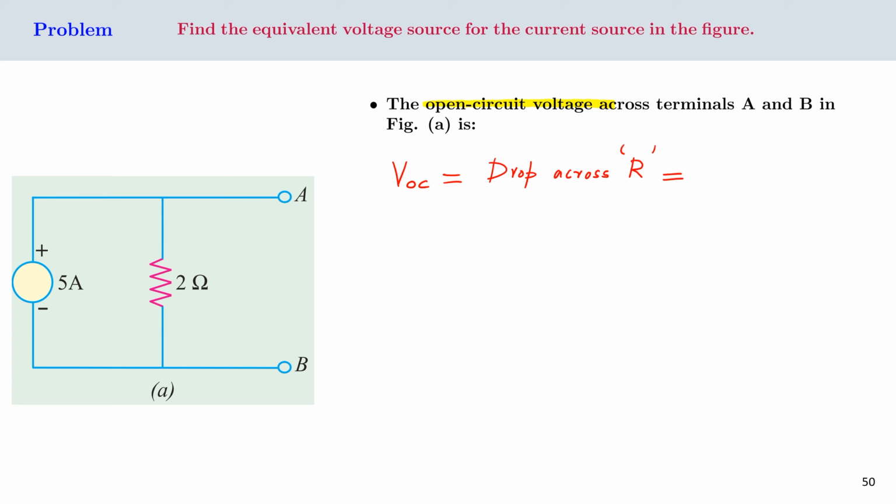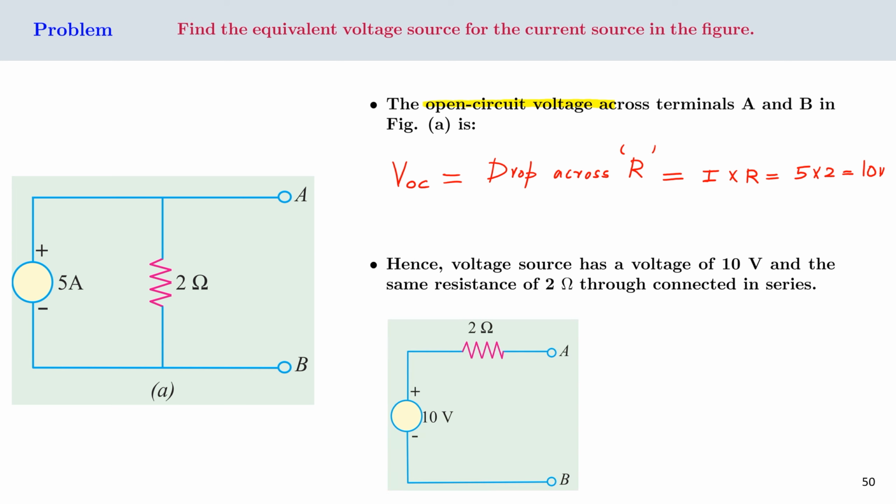And the potential drop across R is simply I multiplied by R, that is equal to 5 multiplied by 2, and that is 10 volts. Now what we will do is replace the current source with a voltage source and connect the parallel resistor in series with the voltage source. So this is how we convert the current source to an equivalent voltage source.